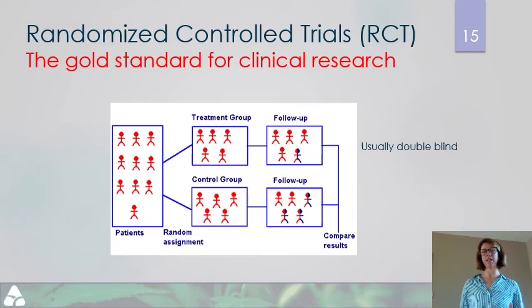And usually RCTs are double-blind, so nobody involved in the study or the investigators know who ended up in which group, again, so that we can really be confident that the data that we get at the end of the study is valid. So an RCT is really what we look for when we are looking at an evidence base for a particular indication. We want to know what RCTs have been done. Were they phase 2? Were they phase 3?